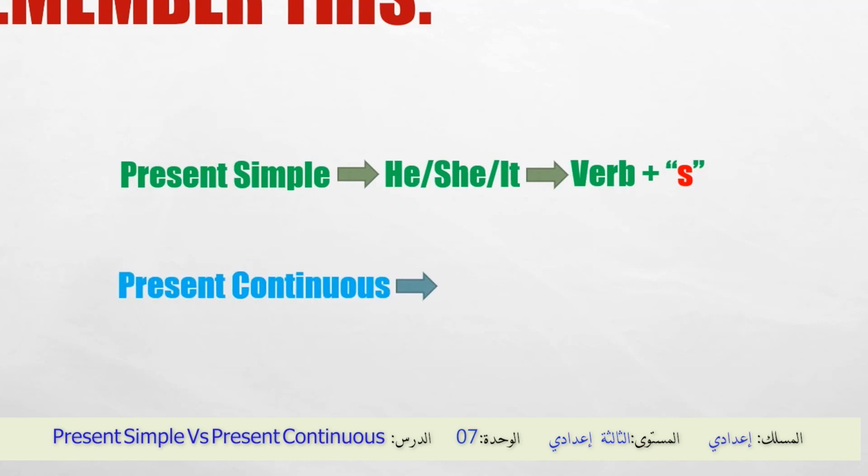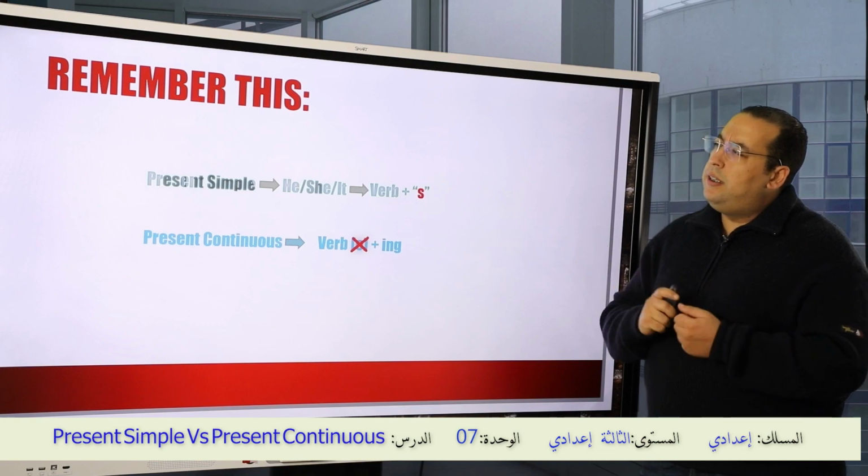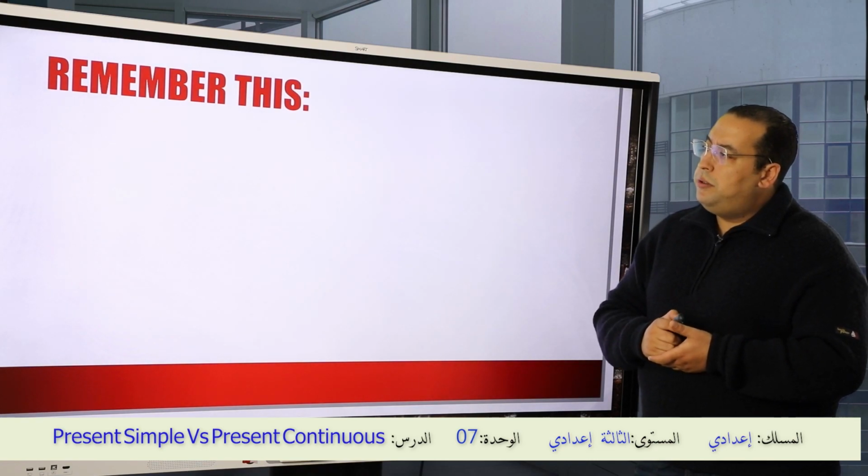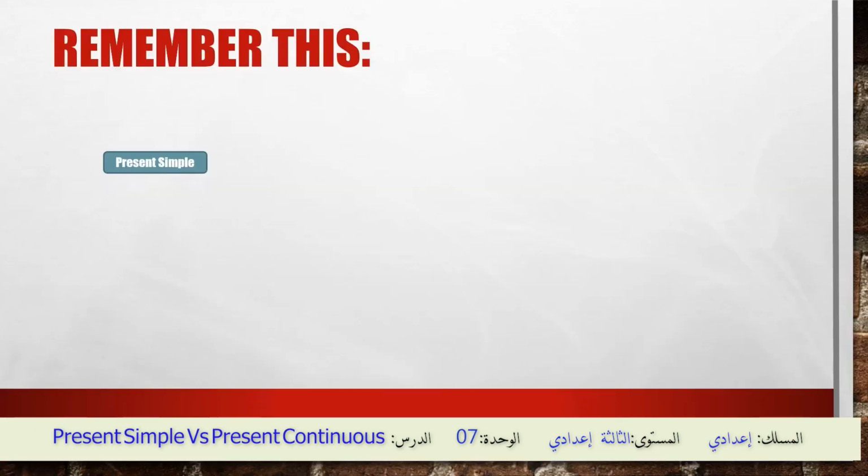And in the present continuous, if the verb ends with e in its base form, it's in the original form, or what we call the infinitive, and we want to add ing, we should remove the e before adding ing. We will see this in examples. The present simple, for instance, we say, Kelly drinks tea.